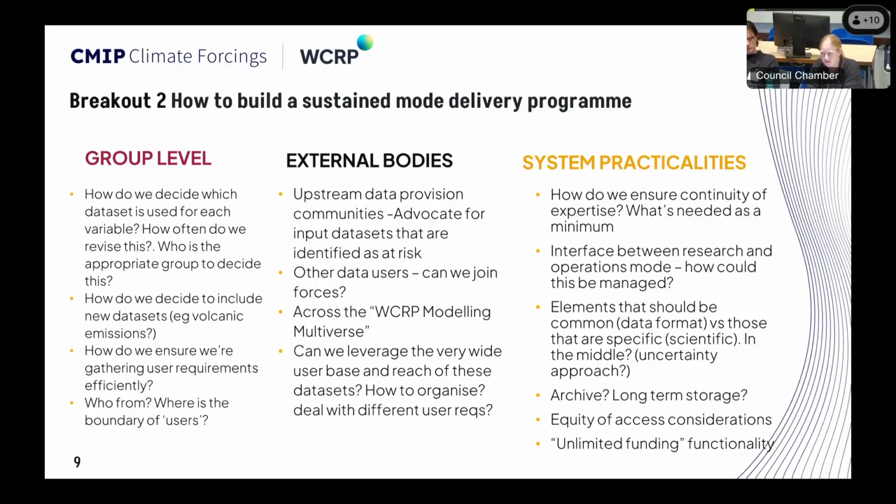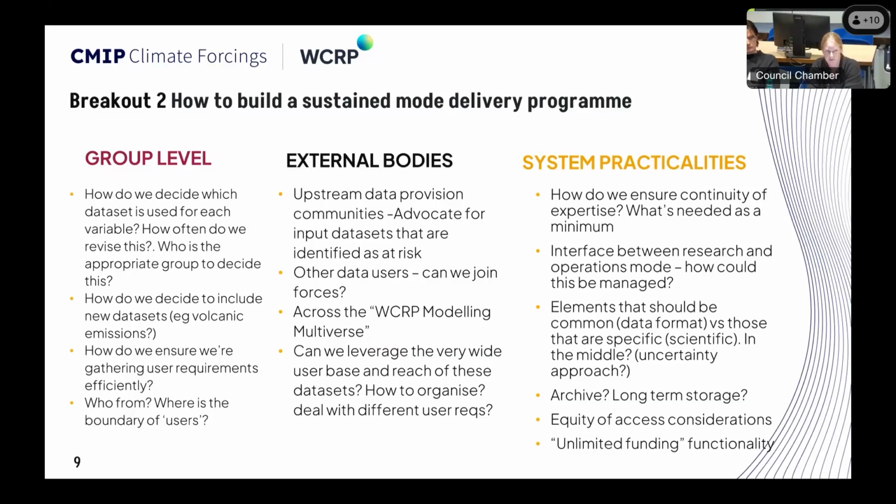We're not going to answer those today, but there are things that need to be on our radar if we're starting to think about coordination and approaching funding bodies. Again, external bodies, so upstream data provision, that's come up a number of times. There are some known pain points. There are some very well-established data sets, and there are some that are operating on a shoestring. Can we advocate for them? Can we organize? I think Tim's point about organizing earlier was really critical here.